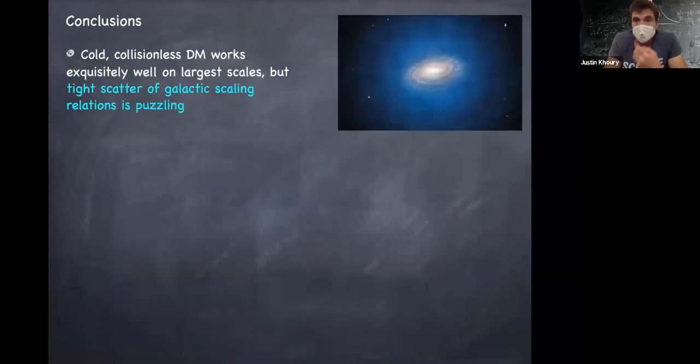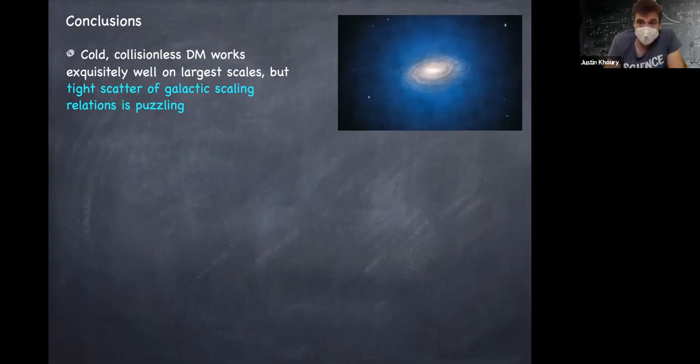Okay, let me maybe conclude my set of lectures. So I think in summary, there is no question in my mind that cold dark matter works exquisitely well on the largest scales in the universe. In galaxy clusters as well, it does pretty well. But from my point of view, the tight scatter of these empirical scaling relations in galaxies remains puzzling from a CDM point of view. It's an open question whether CDM can fully explain them. It's an interesting question to resolve.